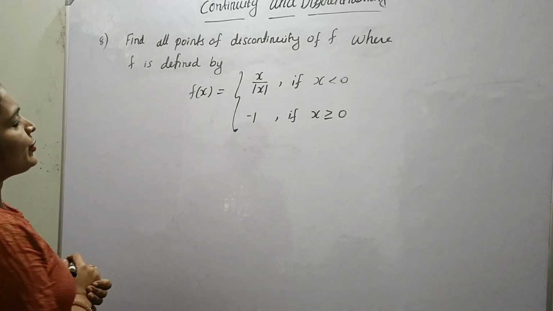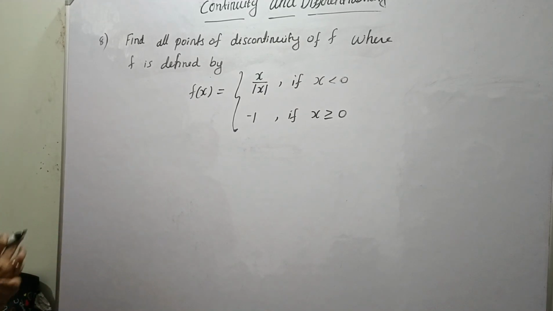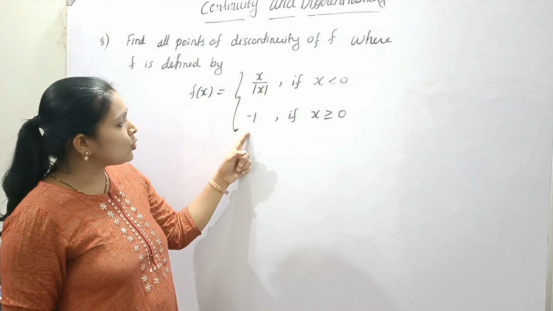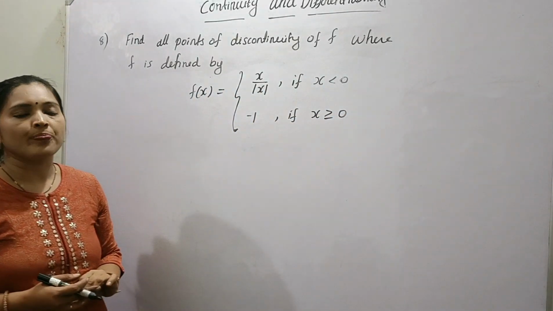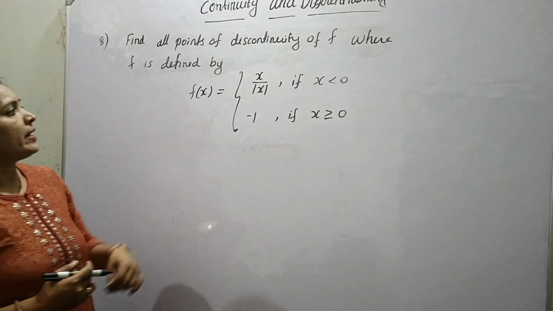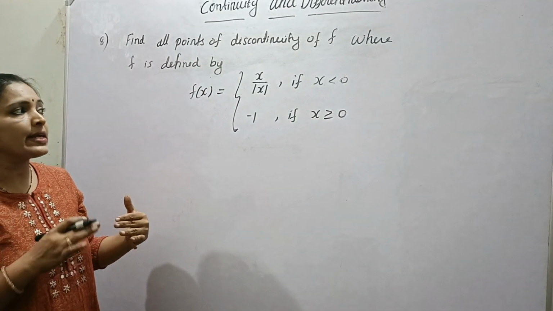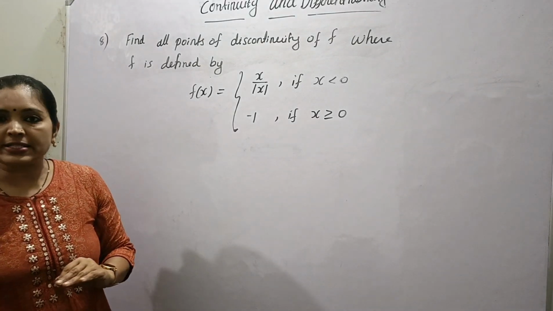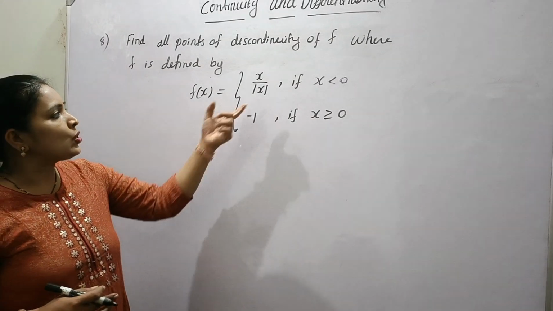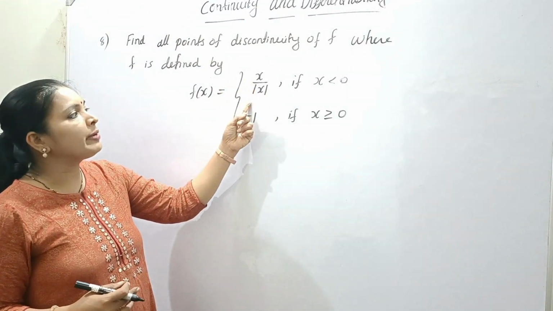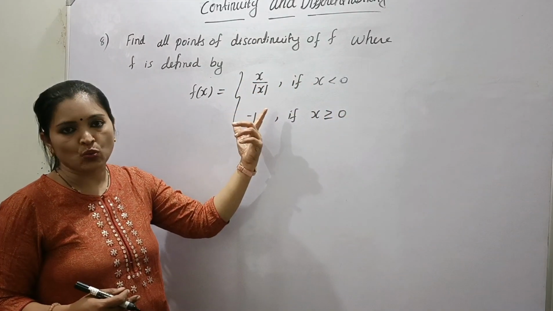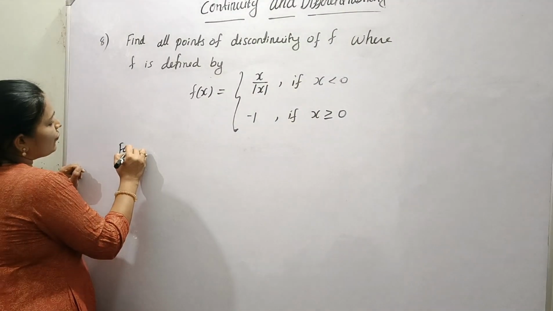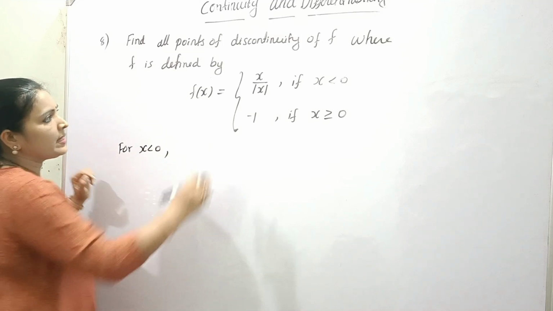Find all points of discontinuity of f, where f is defined by f of x is equal to x by modulus x if x less than 0, f of x is equal to minus 1 if x greater than or equal to 0. Here the function is x divided by modulus x if x less than 0. Here we know that modulus x is equal to minus x when x less than 0, right? So here we can write x divided by minus x, that is minus 1.